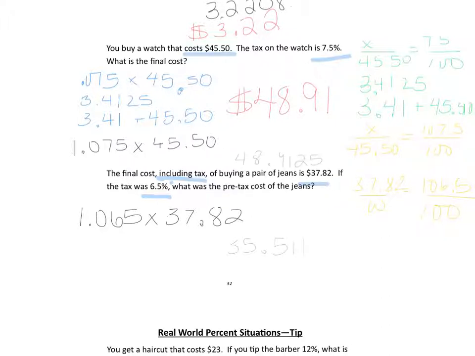35.511, but we don't care about all that because what we've got to do is go through and round. When we round, we find out that the 1 makes the 1 stay the same. So before you paid tax, the jeans cost $35.51.